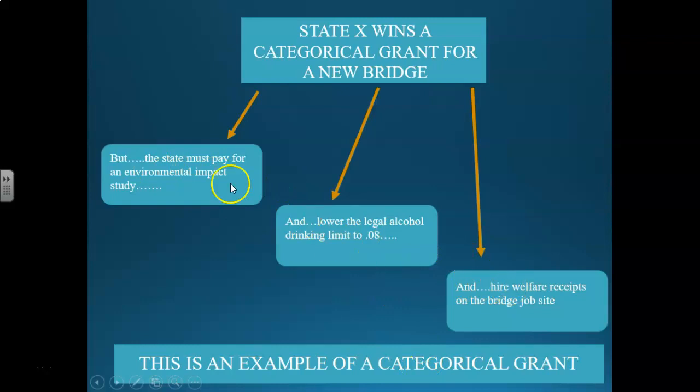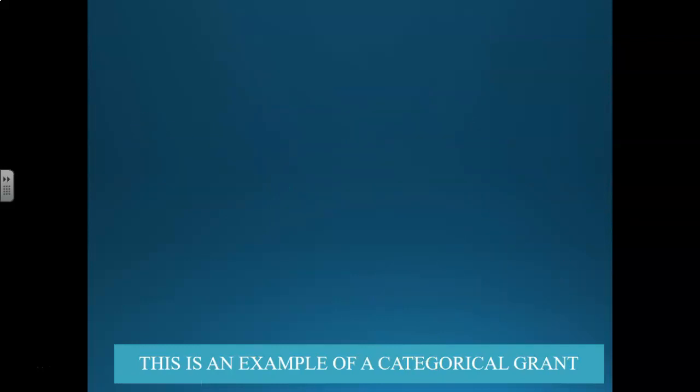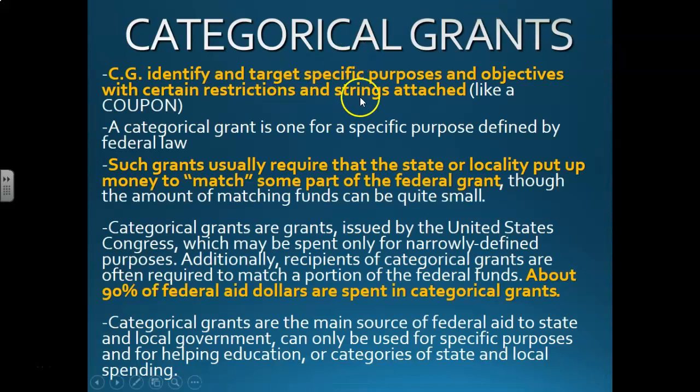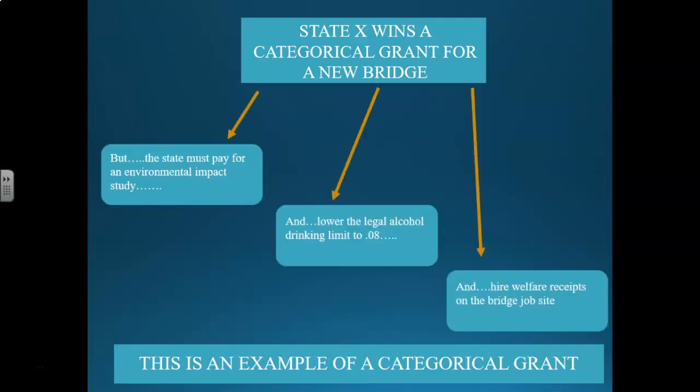So these three things right here would all be examples of these restrictions and strings attached. So when you are explaining a categorical grant, it's a very specific thing, and there are very specific restrictions and strings attached. And so here's that diagram once more.